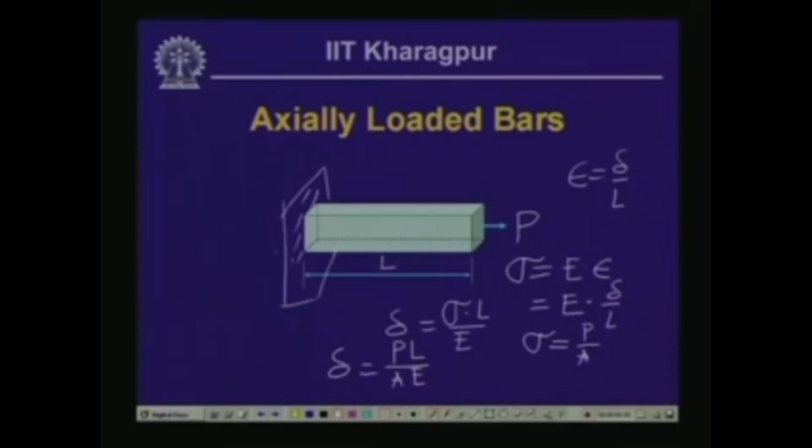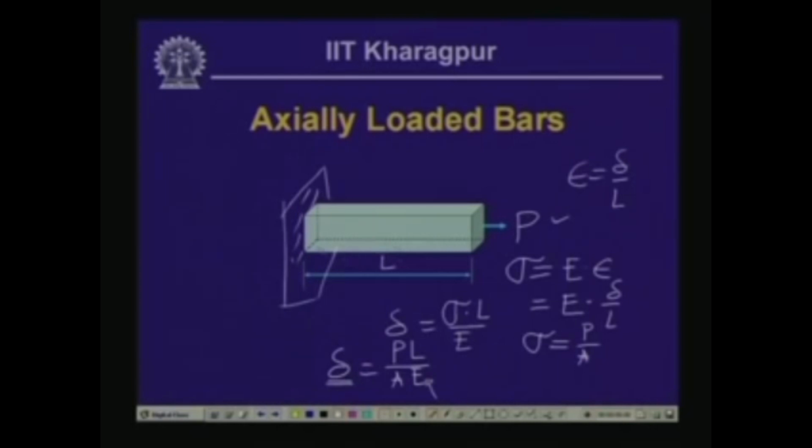So, for an axially loaded bar, if we know the axial pull, the cross sectional area, the length, and the material with which this bar is made, for which we know the modulus of elasticity, then we can compute the deformation in the bar, considering that everywhere the strain is the same.